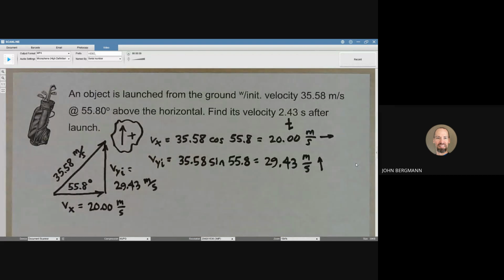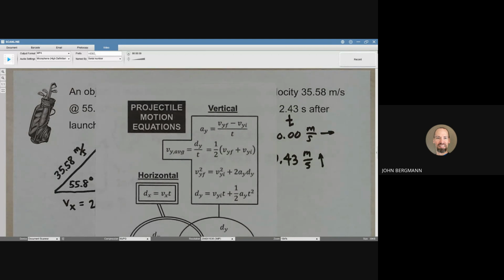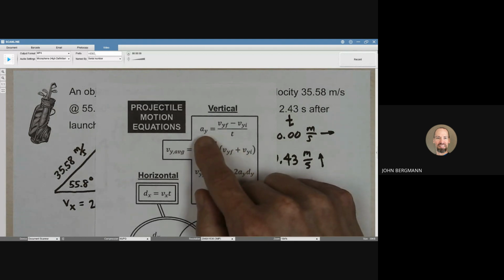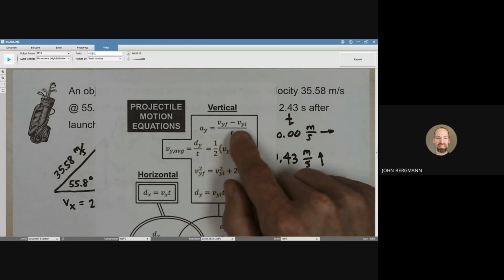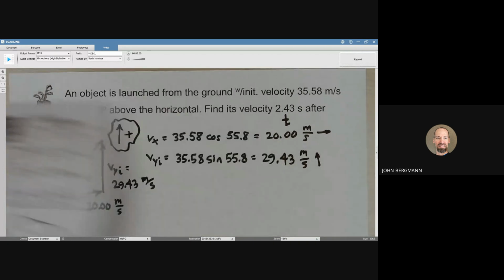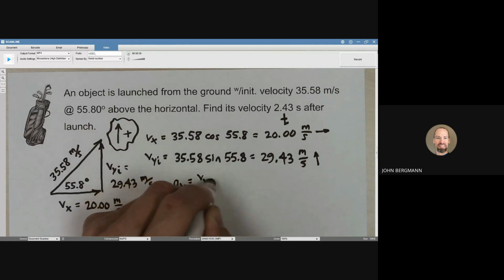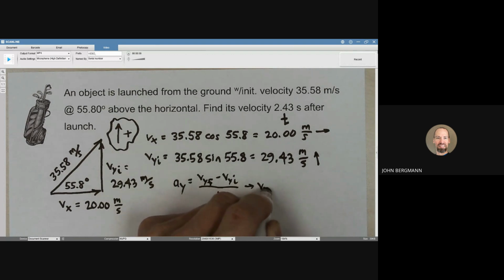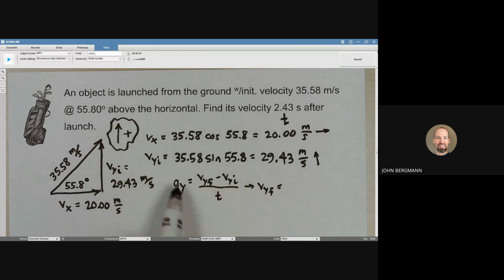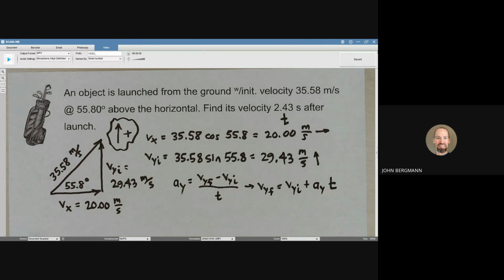Now, how do we do that? We use the equation that's right on the top here. We know the acceleration in the y direction because we're assuming we're on Earth. We know the time because it's given, and we also know Vy initial. So we're going to use this equation. Ay equals Vy final minus Vy initial divided by time. So what's Vy final? Can we solve this for Vy final? Multiply by t and add Vy initial to both sides? You check and make sure you're okay with that.